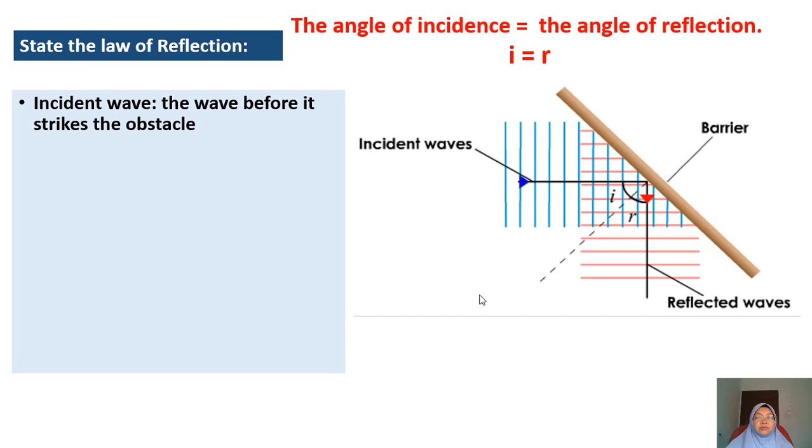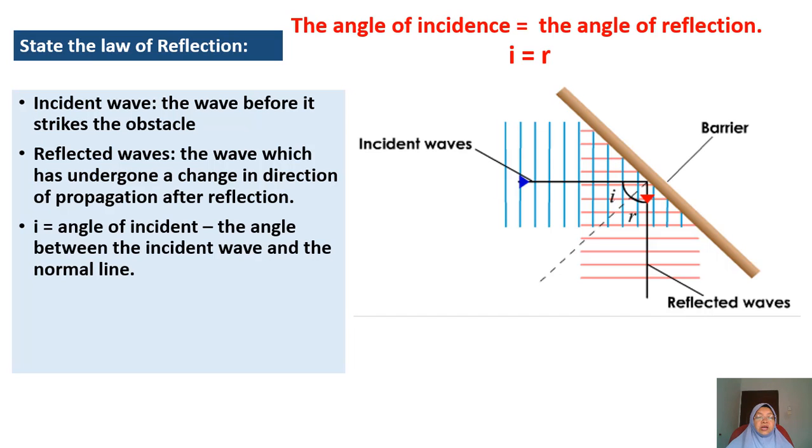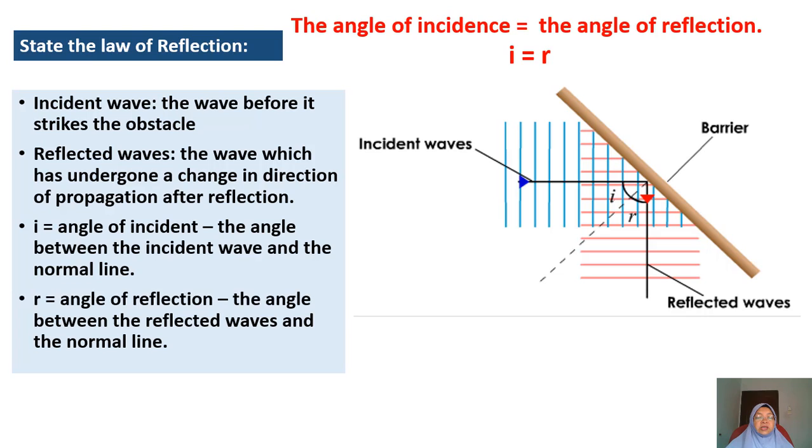The incident wave is the wave before it strikes the obstacle. The reflected wave is the wave which has undergone a change in direction of propagation after reflection. i is the angle of incidence, and r is the angle of reflection. Always remember the angle of incidence or angle of reflection must be between the wave direction and the normal line.